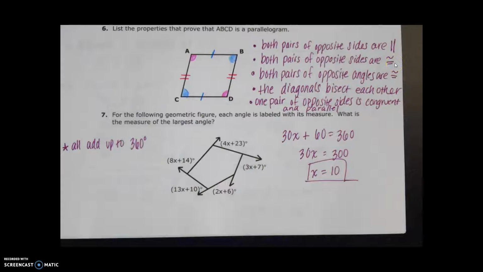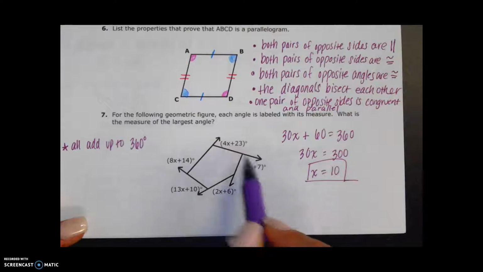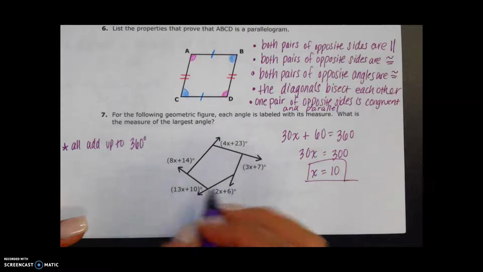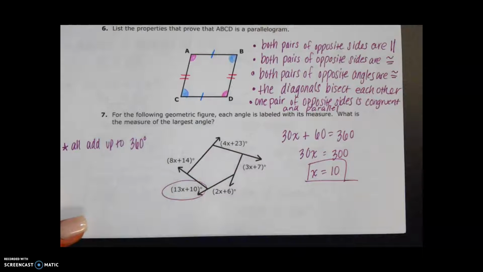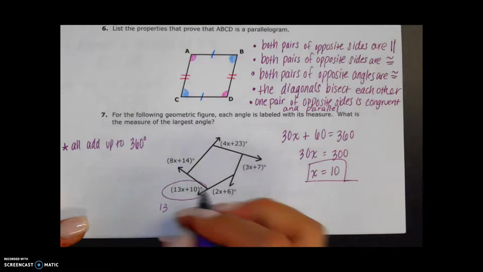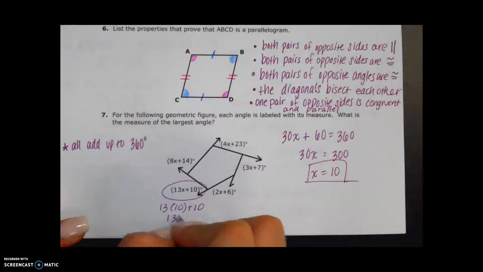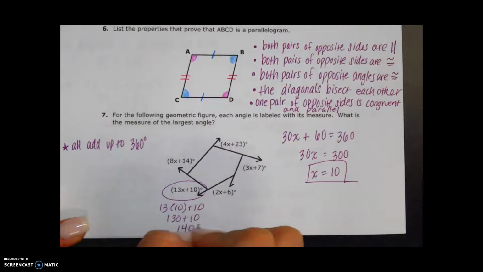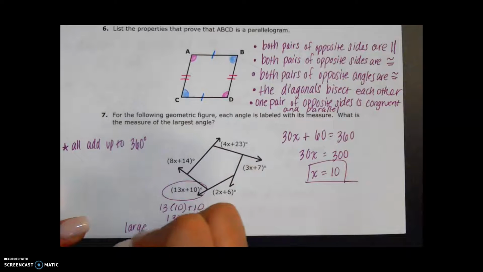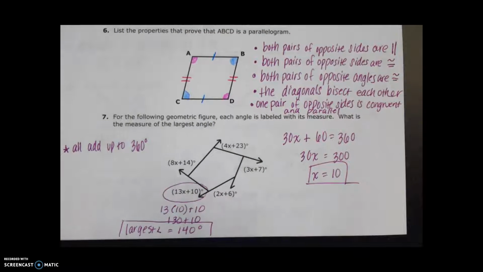Now I'm not quite done here. It asks me what is the measure of the largest angle. So what I would do is I would have to plug this 10 in to each and every one of these angles, but I can easily spot that this 13x plus 10 is going to be the biggest one. So I would say 13 times 10 plus 10, that's going to be 130 plus 10, which is 140 degrees. So my largest angle is 140 degrees.